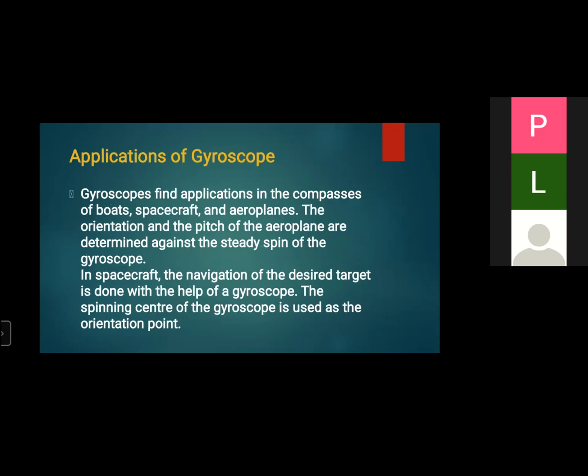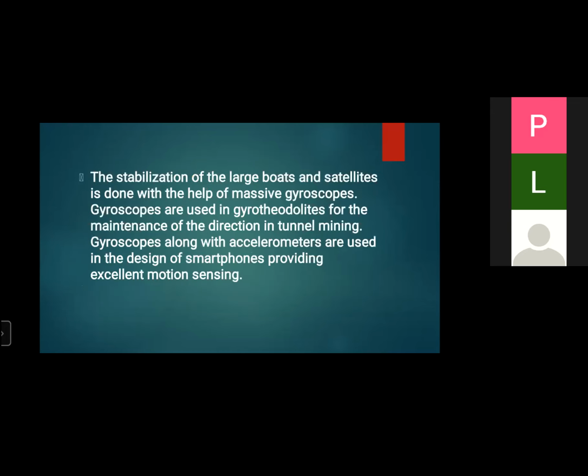And the applications, I already mentioned in the beginning. It is used as a compass for aircraft, ships, and spacecraft. The orientation and the pitch of the aeroplane are determined against the steady spin of the gyroscope. The stabilization of large boats and satellites is done with the help of massive gyroscopes. Gyroscopes are used in gyrotheodolites for the maintenance of direction in tunnel mining. Gyroscopes along with accelerometers are used in the design of smartphones, providing excellent motion sensing.